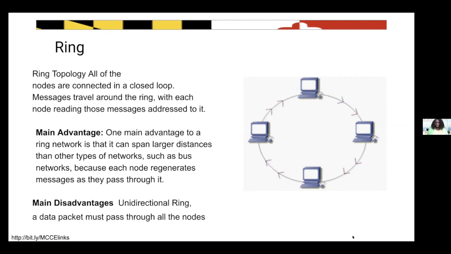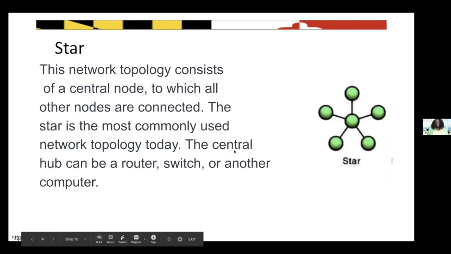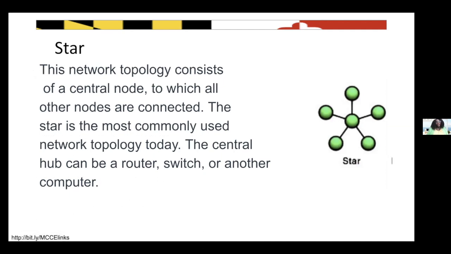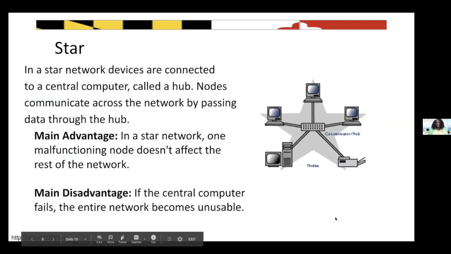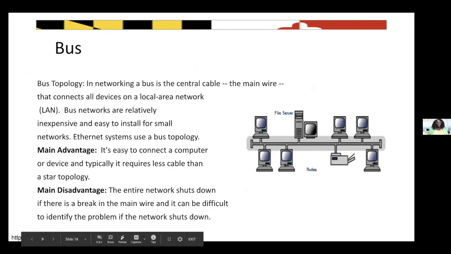So the next one we're going to look at is the star. This network topology consists of a central node to which all other nodes are connected. The star is the most commonly used network topology today. The central hub can be a router. So you could have a router there, a switch, or another computer. So do you see how questions about a hub or a router can be connected to a question on topology? This gives you an example. So this is a star. So let's see how it can look in an environment that you interact with every day.